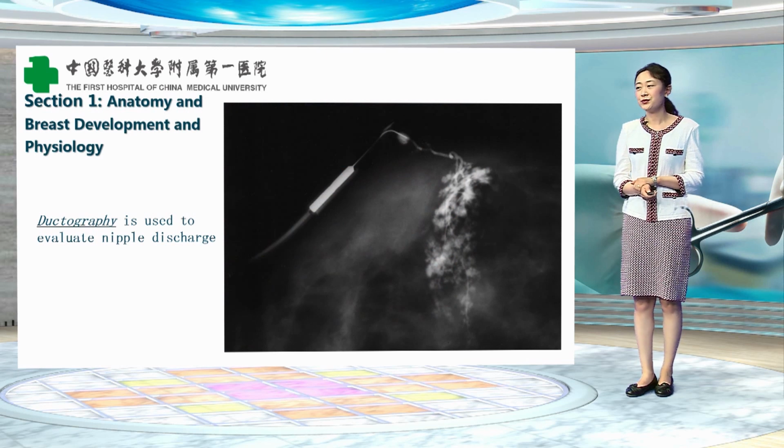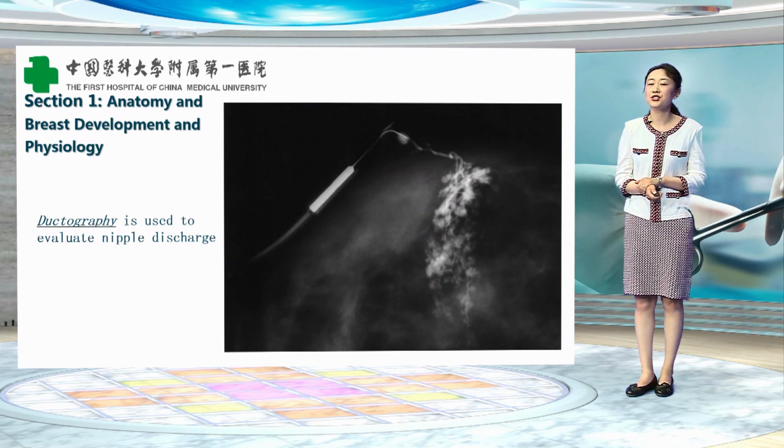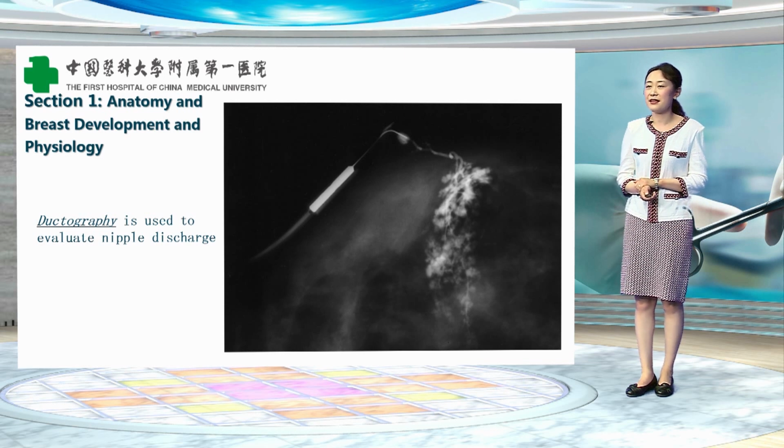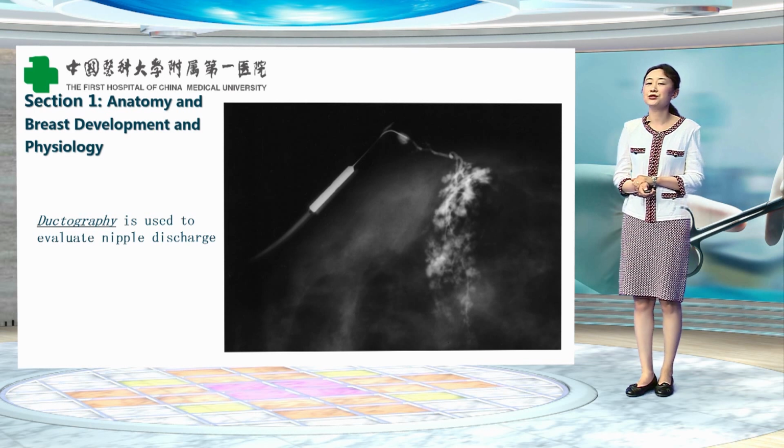This is a special examination called ductography, and the picture we call a ductogram. It's a method used to evaluate nipple discharge. How to do that? By injection of contrast into a single ductal system and then taking a mammogram, the X-ray examination of the breast. This ductogram showed the entire ductal tree from the retroareolar duct to the lobules at the end of the tree.